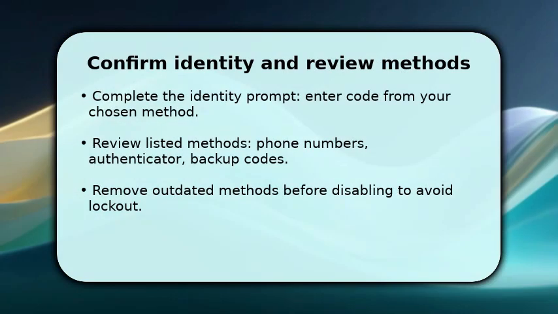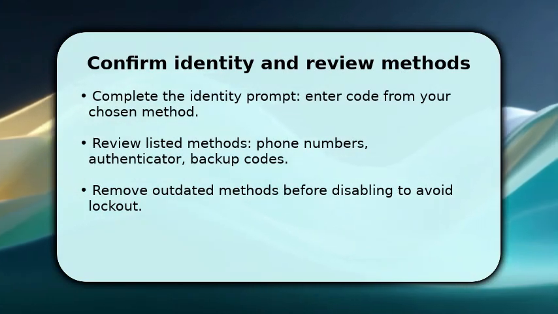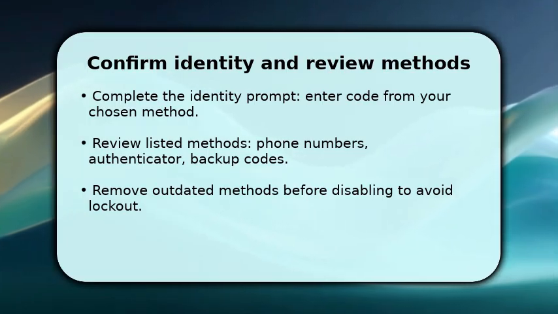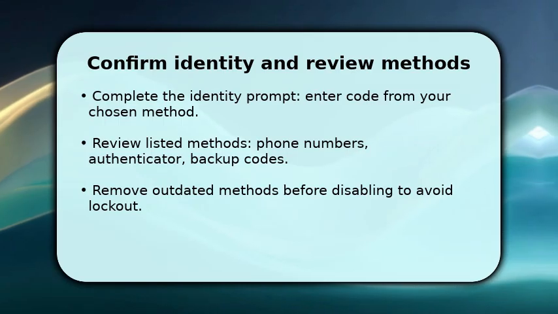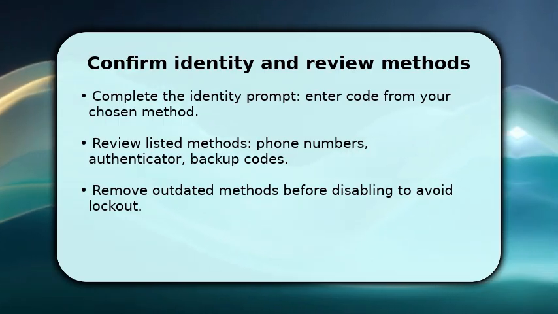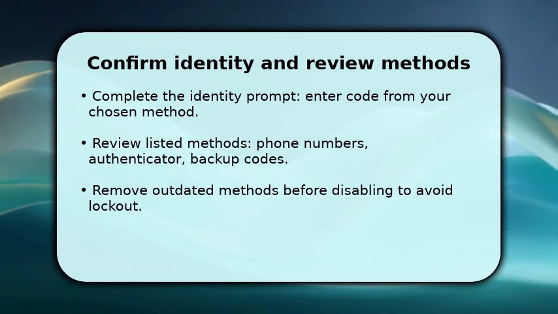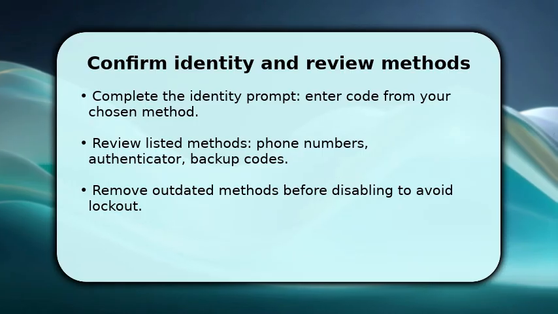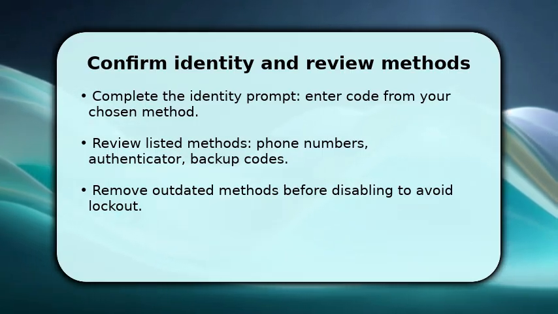Once inside the two-step verification panel, you will confirm your identity by entering a code delivered to the method Google chooses. Follow that prompt exactly. Next, review each listed verification method, phone numbers, authenticator app, and backup codes, and remove any that are outdated so they won't cause future problems.